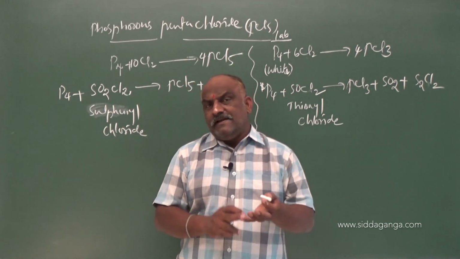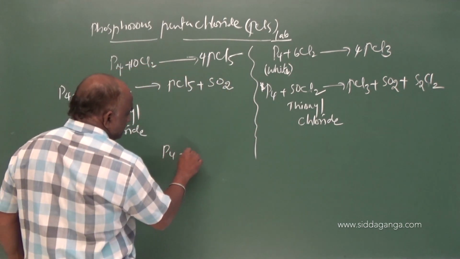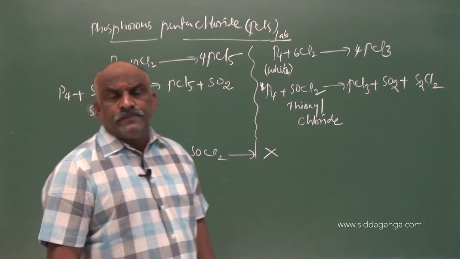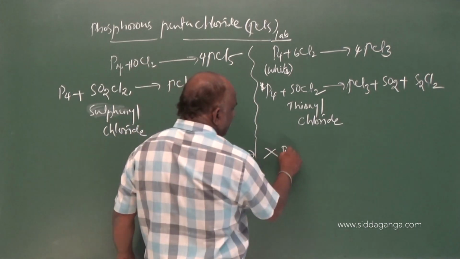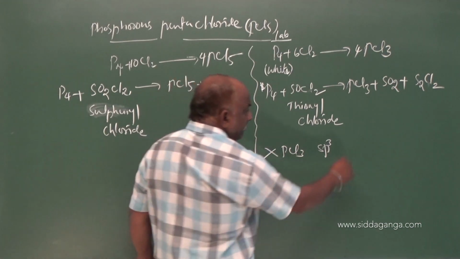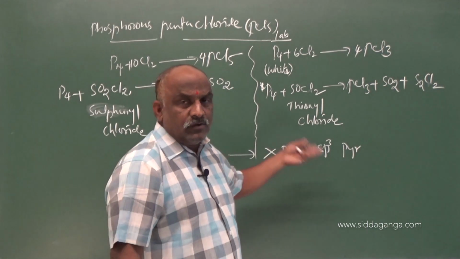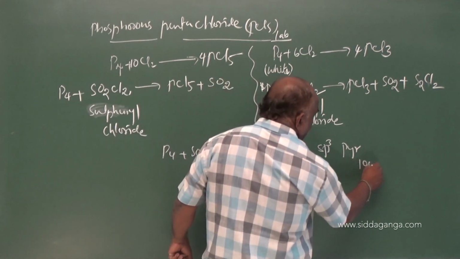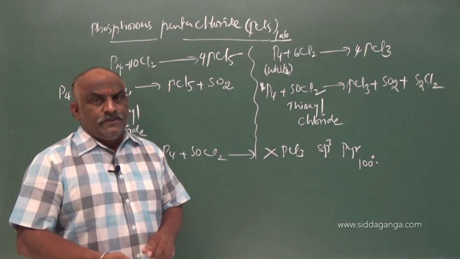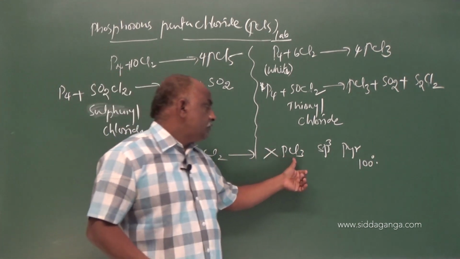How to prepare PCl3 and PCl5? From the examination point of view, they may ask like this: P4 plus SOCl2 gives rise to X. What is X? X is PCl3. X is sp3 and pyramidal. And what will be the bond angle of X? 100 degrees. The bond angle in PCl3 is 100 degrees, with pyramidal structure. Like this, P4 plus SOCl2 gives rise to PCl3.